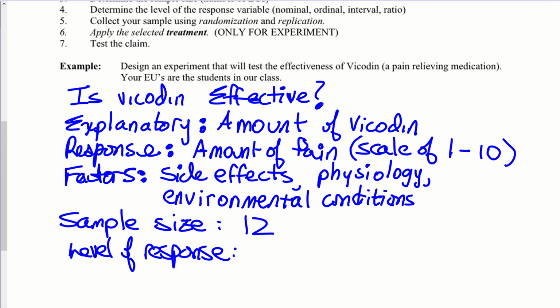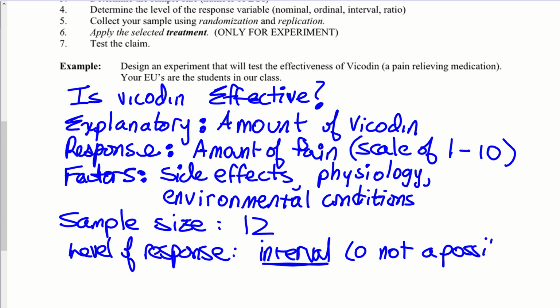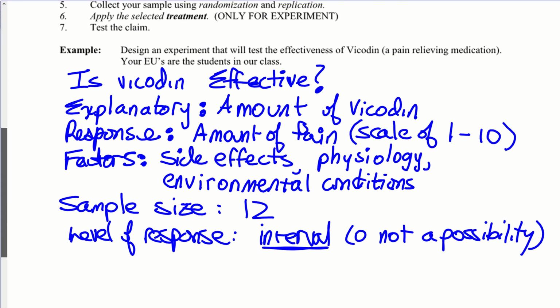All right, so based on my scale of 1 to 10, I'm going to say it's interval level, because 0 is not in the set, not a possibility. All right, based on the way I define things. You might have defined it differently, and there's nothing wrong with that. Professor, so the level of response, it's based on the amount of pain? Yes.